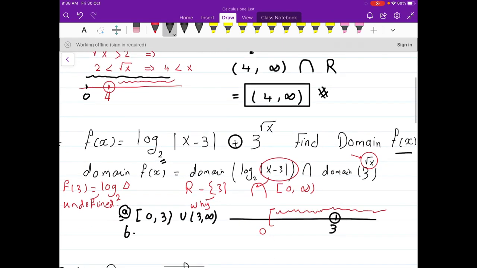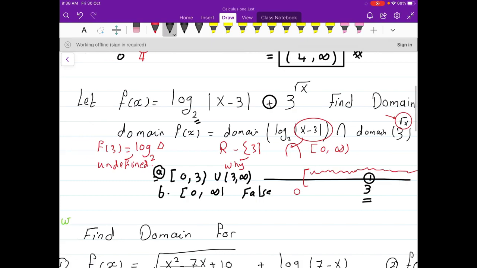If we write the answer B, 0 to infinity, this answer is false. Why? Since this interval contains 3, and 3 is not included in the domain.